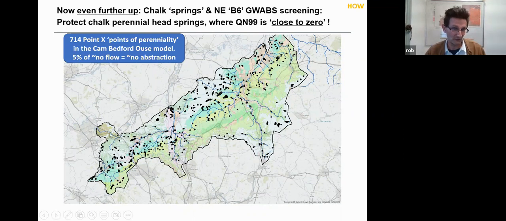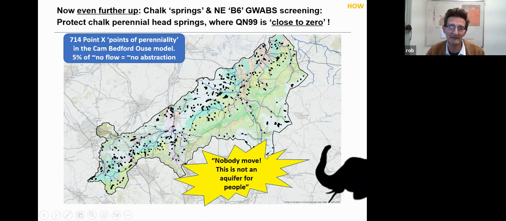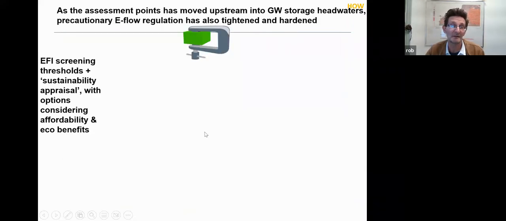And as you can imagine, you apply the standard percentage of natural low flow measures, and 5% of roughly no flow is roughly no abstraction. So I'm giving this one the elephant, and saying the conclusion of this is that nobody moves. This is not an aquifer for people anymore, if you follow this logic.